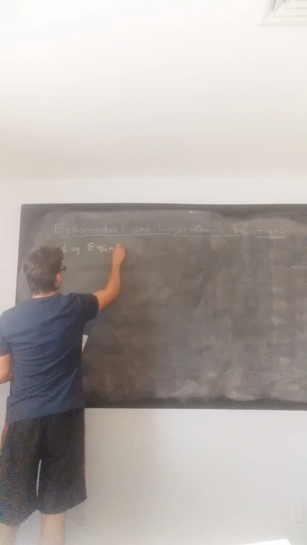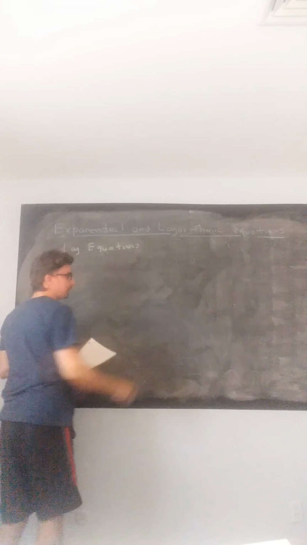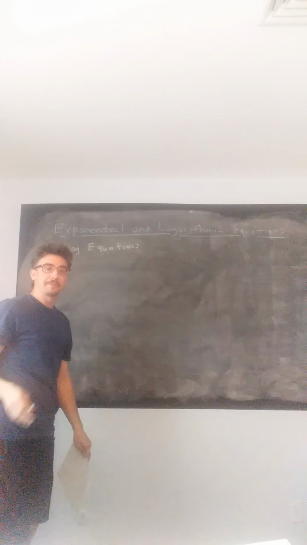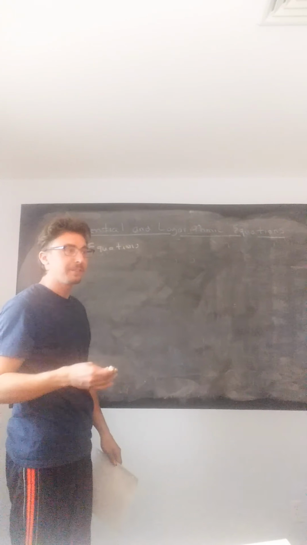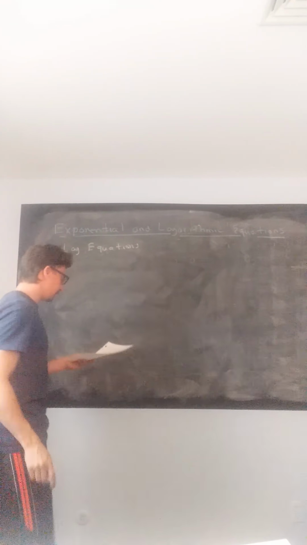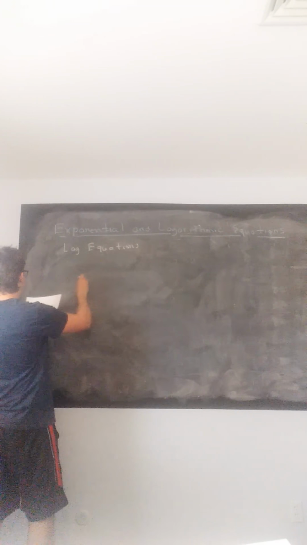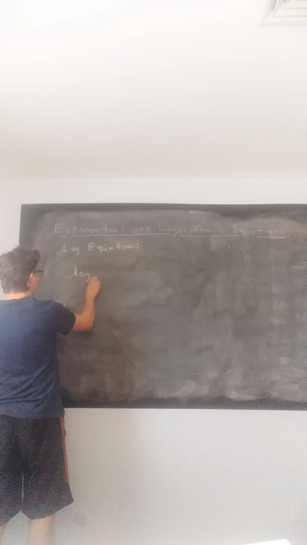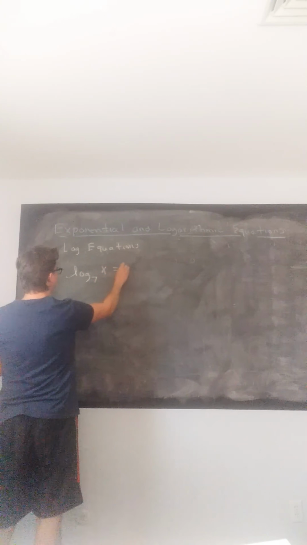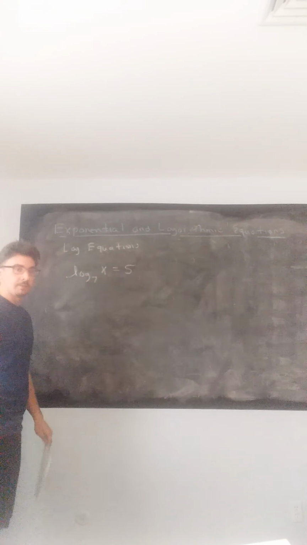Now the thing about log equations is this: you need to check your answers. You have to check your answers when you're solving log equations, because sometimes the answers we get are extraneous, meaning they don't work in the original equation. But here's one from your lecture notes. We have log base 7 of x equals 5. So what's our plan of attack here?